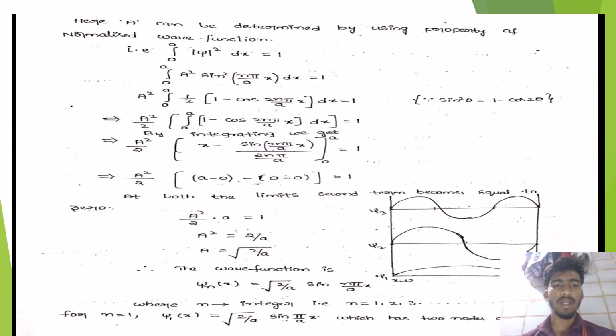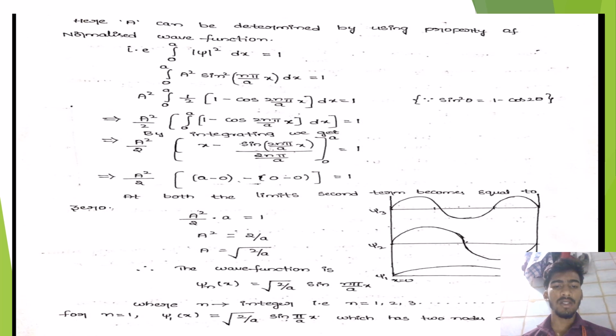By integrating we get A square by 2 into x minus sin 2 n pi by a into x by 2 n pi by a, from 0 to a, equals 1. That is A square by 2 of a minus 0 minus 0 minus 0 equals 1. At both the limits, the second term becomes equal to 0. That is A square by 2 into a equals 1, A square equals 2 by a, A equals root 2 by a.